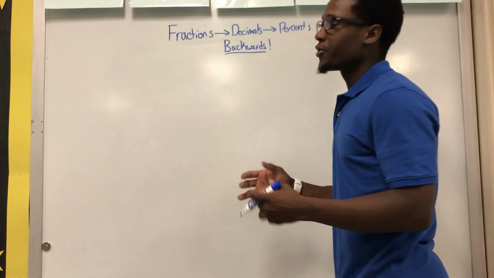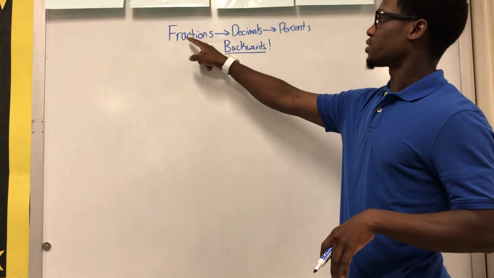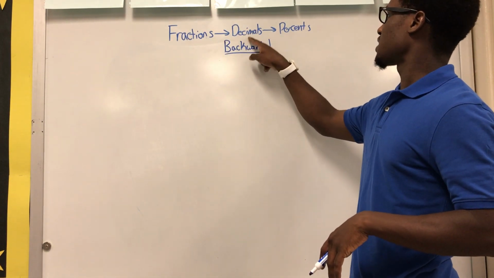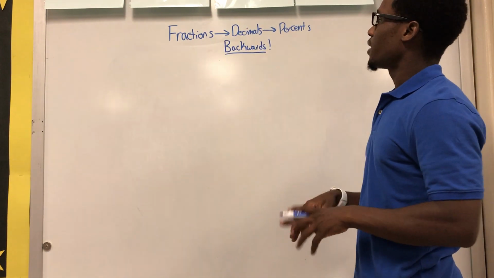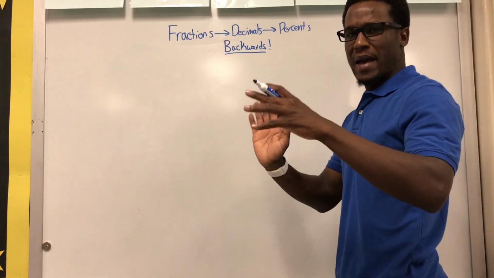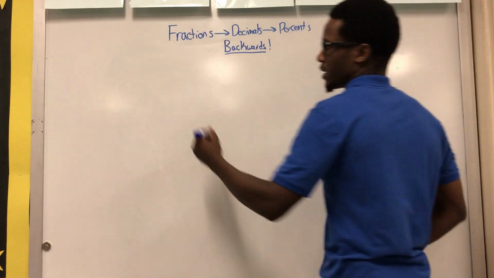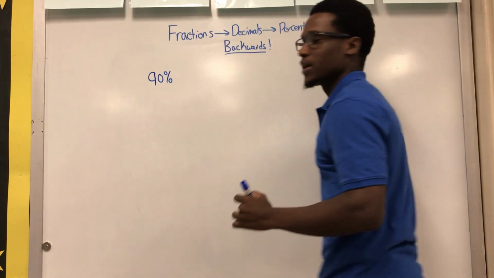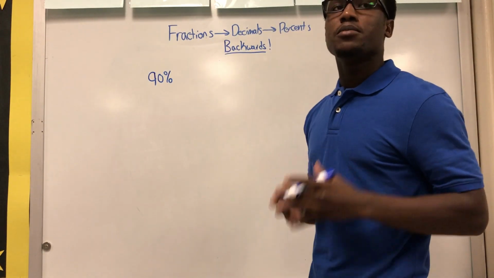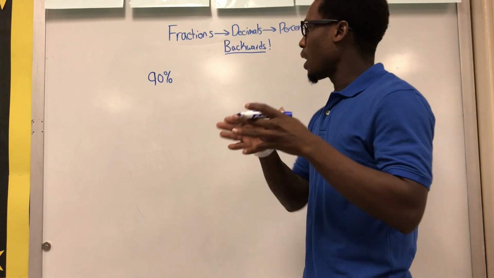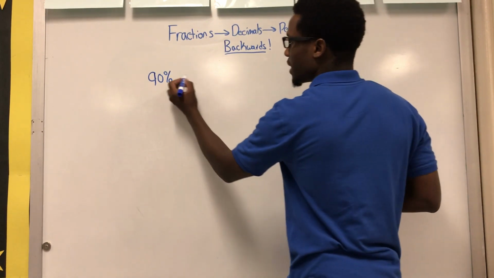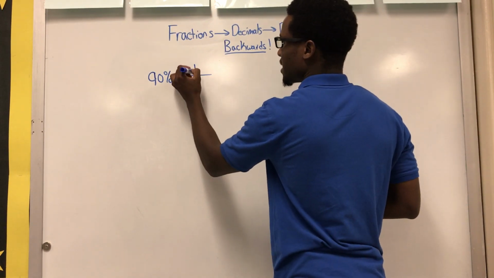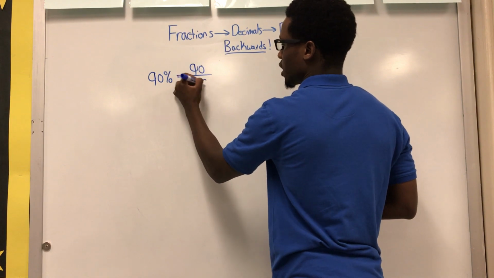Alright class, so in the previous video I showed you how to turn fractions to decimals, decimals to percents. But let's go ahead and try to work this backwards a little bit. Let's say we have 90%. Okay, so just remember percent means per 100, so out of 100. So 90% is going to be equal to 90 over 100.